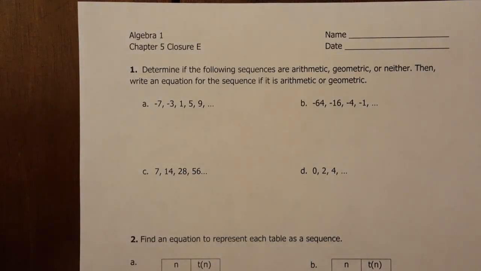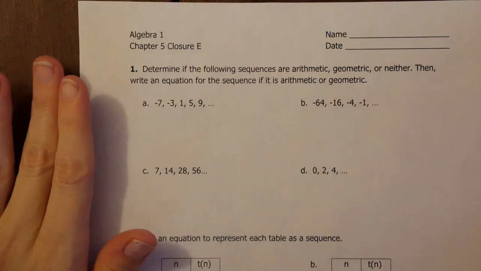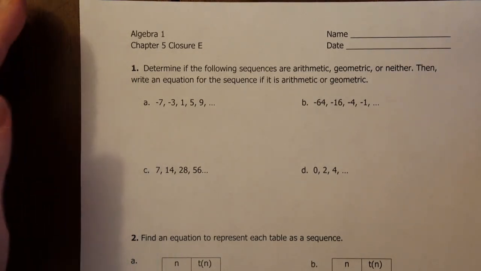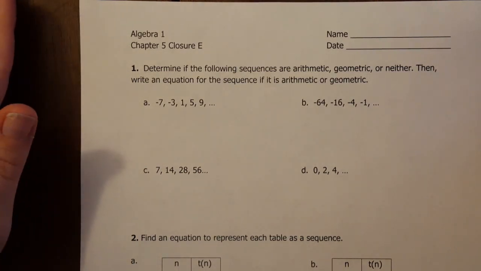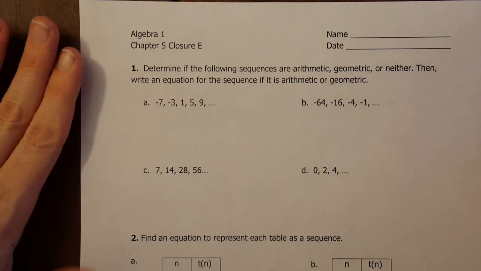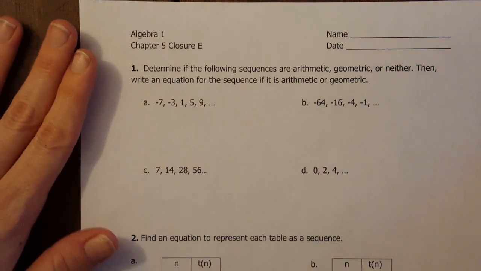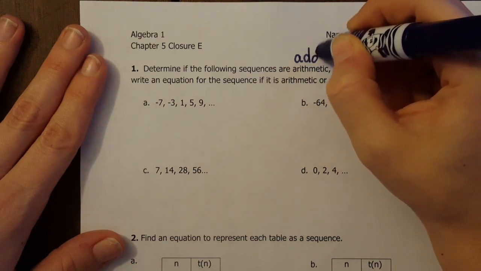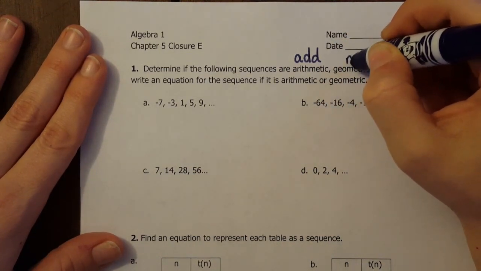Okay, I'm going to do closure problem, chapter 5, number 1. It says determine if the following sequences are arithmetic, geometric, or neither. Then write an equation for the sequence if it's arithmetic or geometric. Arithmetic means we're adding the same number every time, and geometric means we're multiplying.